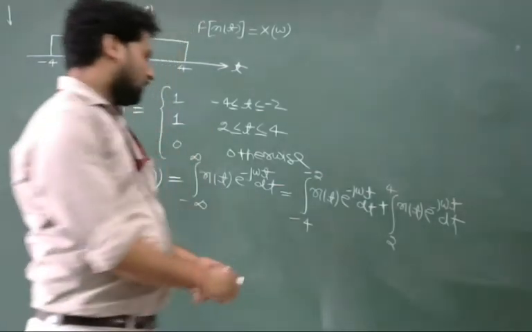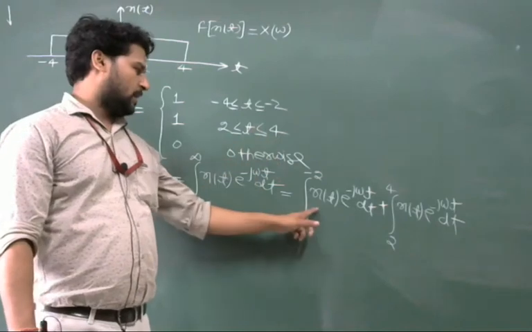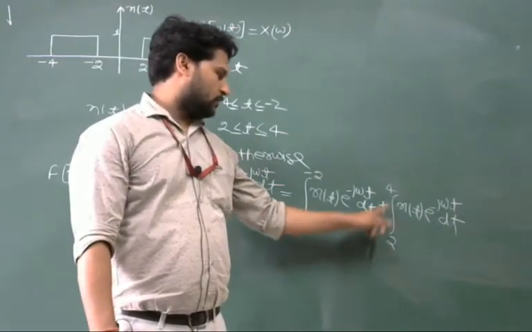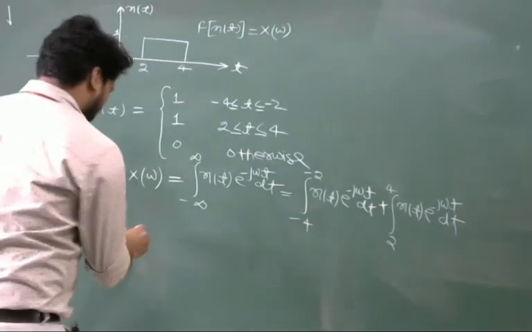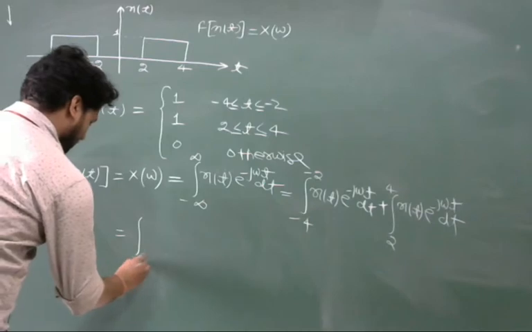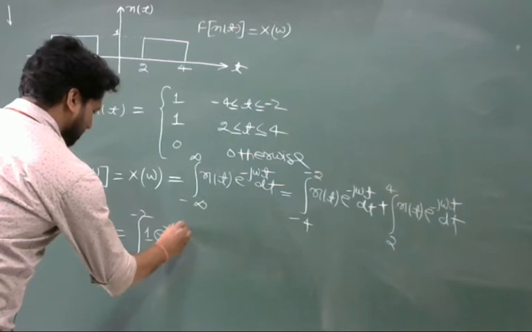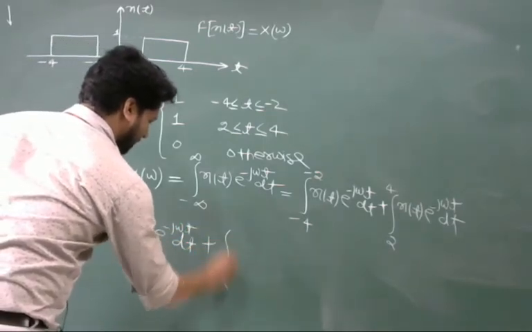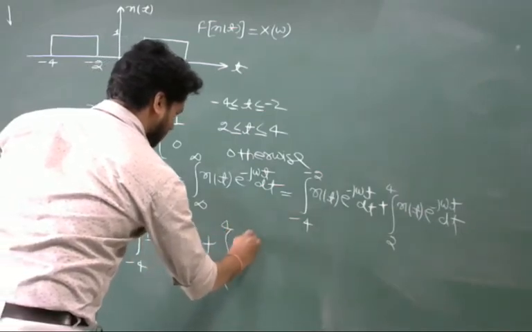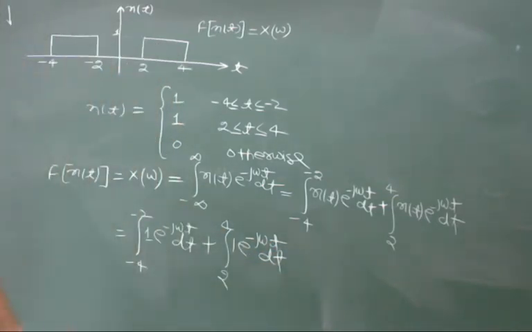Now in this range from -4 to -2, the value of this function is 1. In this range also, from 2 to 4, the value of the function is 1. So I can put the values accordingly as integration from -4 to -2, 1 into e power minus j omega t dt, plus from 2 to 4 again it is 1, so it is 1 into e power minus j omega t dt. In this form we can write the given expression.